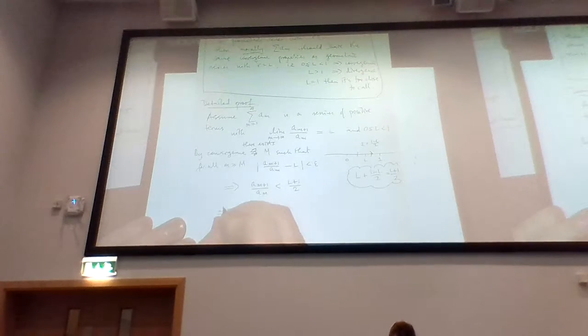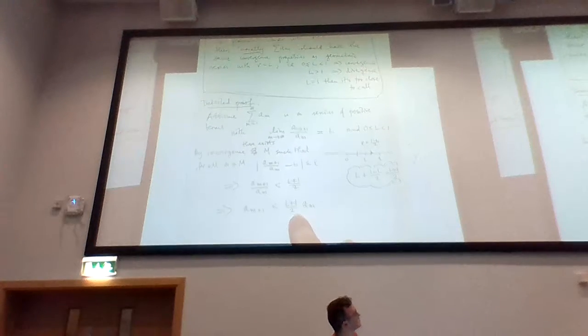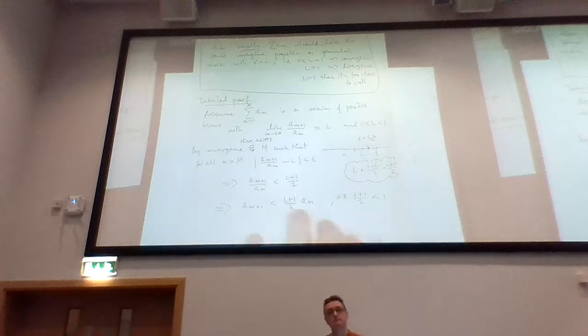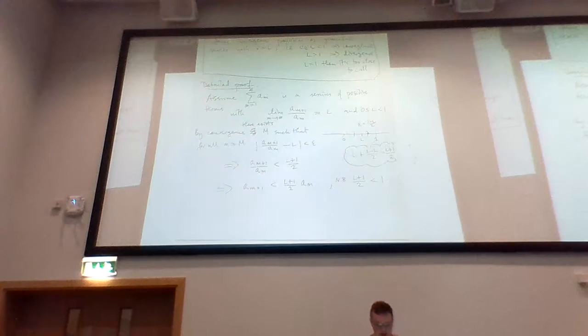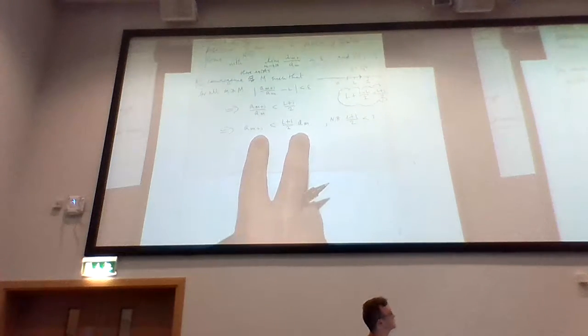So that implies that a_{m+1} is strictly less than (L+1)/2 times a_m. Now the key thing about this number (L+1)/2 is, I know, that it is strictly less than 1, because L is strictly less than 1. So (L+1)/2 is strictly less than 1. And from this, I get my link to geometric series.